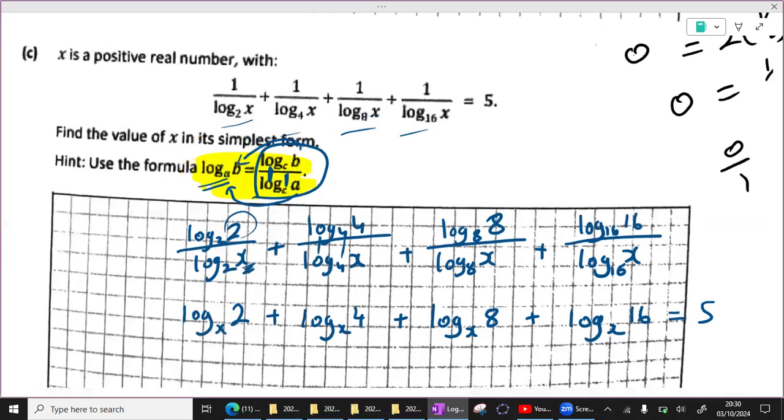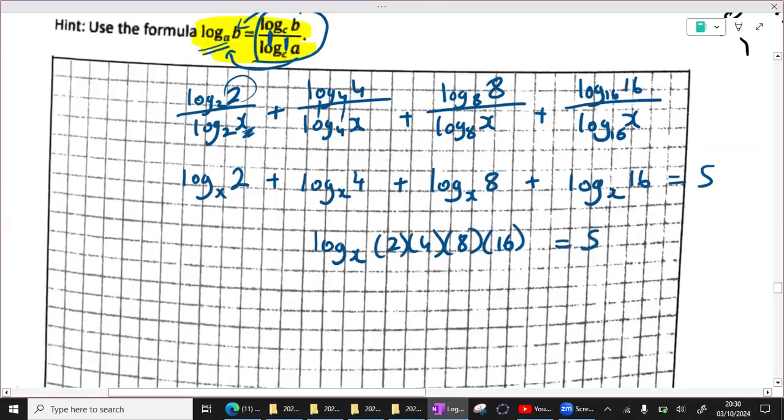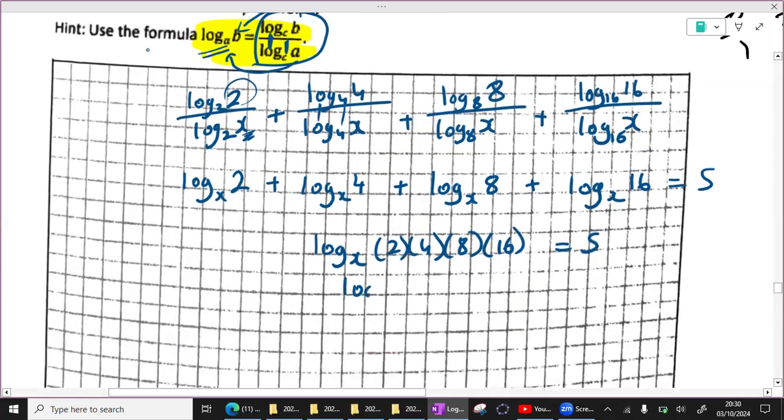Now, if I have addition of logs, that's the same thing as multiplying, because now they all have the same base. So I multiply 2 by 4 by 8 by 16 equals 5. When I multiply all of these together, I end up getting 1024. Now, to extract the x there, I go from logs to indices. That's how I get that x out of that position.